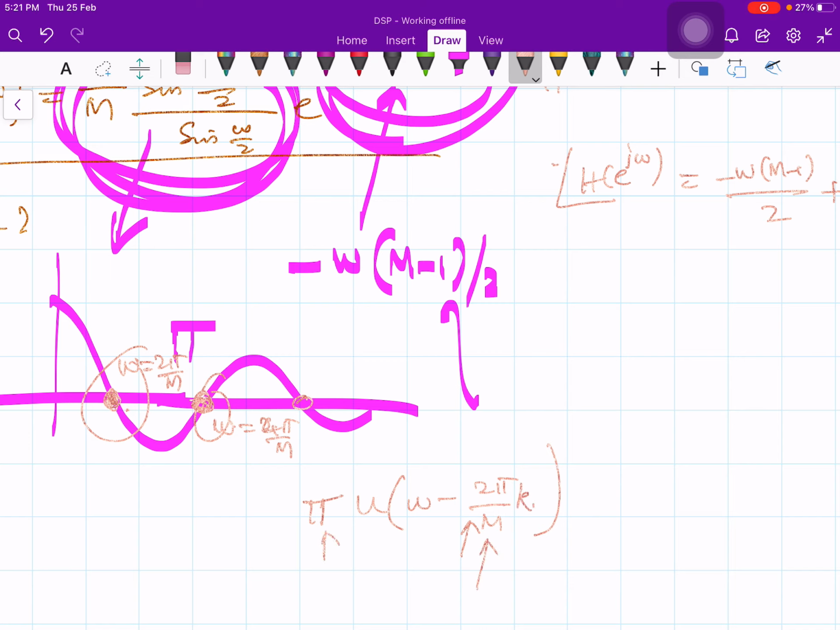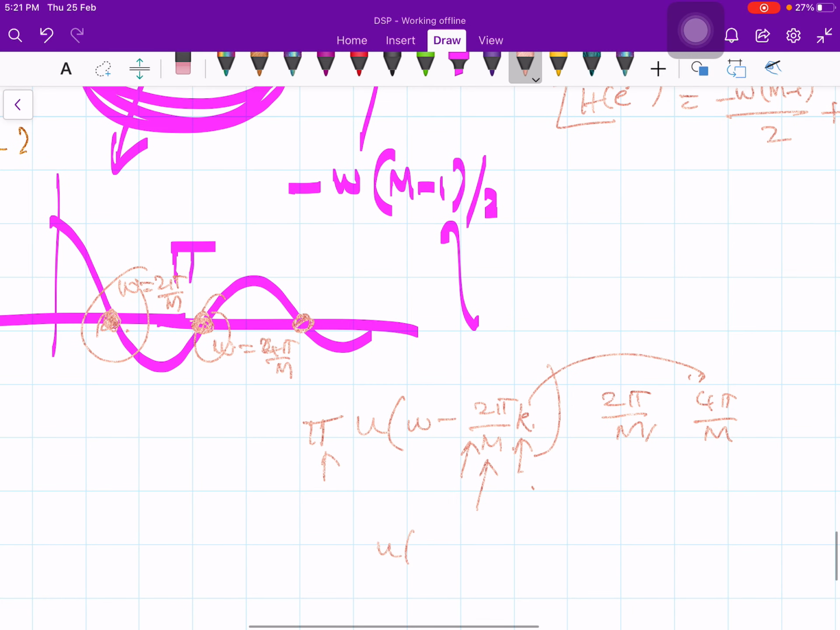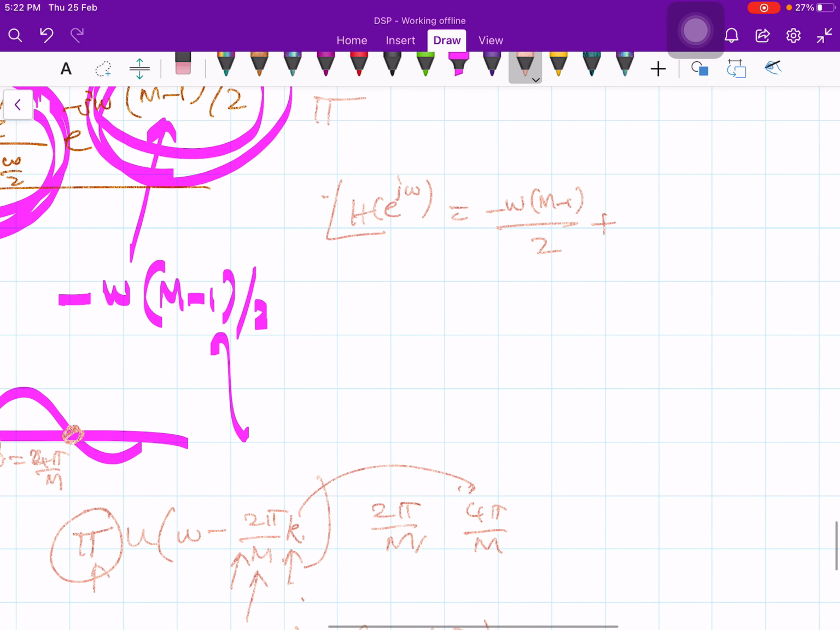Therefore let me put k. When k is equal to 1, you will get the first transition. When k is equal to 2, you will get the second transition. When k is equal to 3, you will get the third transition. That is, when k is equal to 1, you will get 2 pi by capital M. When k is equal to 2, you will get 4 pi by capital M, and so on and so forth. I mean u of omega minus 2 pi by M, then u of omega minus 4 pi by M, and so on. Therefore whenever it crosses 0, there is a phase shift of how much? Pi. Okay, that phase also I need to add here.